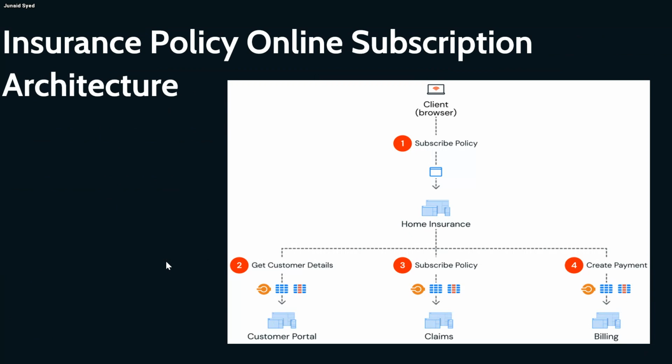Now, if you look at it in terms of the familiar, more technical diagram, this is how it would look. There is a home insurance portal sitting on top. There is the customer portal, which is the first one here, which has certain entities to store the customer related information, and a service section to return that information. Similarly, the claims application has certain entities to store the claims information and the policy information, and the service section to interact with those entities. And finally, the billing application, likewise.